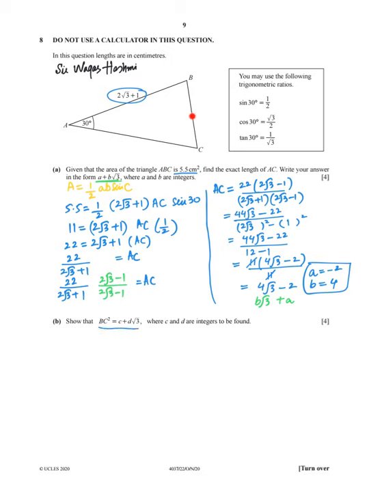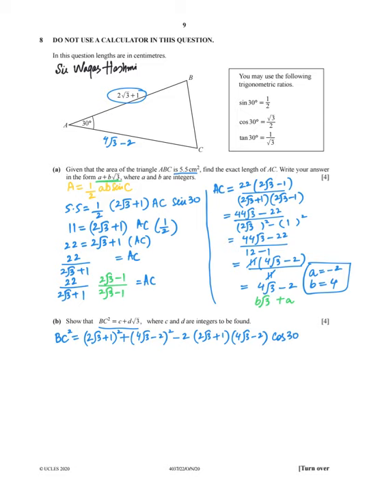So for BC I'm going to apply the law of cosines here, because the value of AC we had found out is 4 under root 3 minus 2. Now the working formula: BC square equals a square plus b square minus 2ab cos of the angle. Here a is 2 root 3 plus 1, b is 4 root 3 minus 2, and the angle is 30.